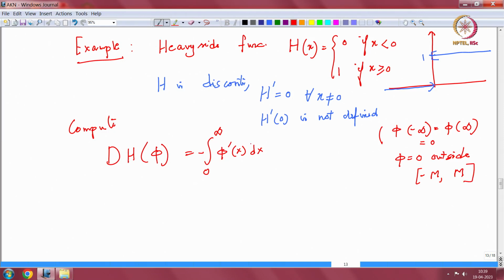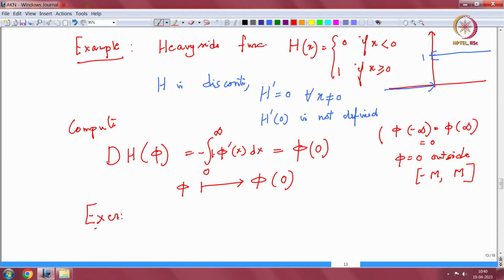Now, do an integration by parts. Because this is 1 here, the integral part is 0, and only the boundary terms will remain, and at infinity it is 0. So, you get exactly phi of 0. Okay. So, your association is phi going to phi of 0. See? And that is your dh. dh is phi of 0.